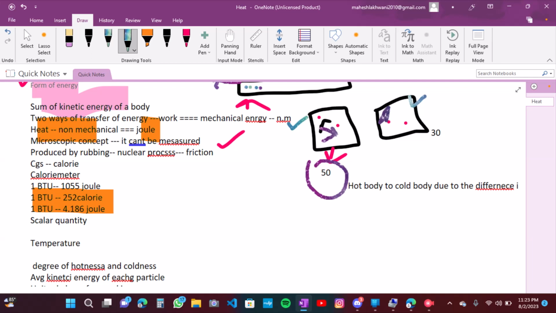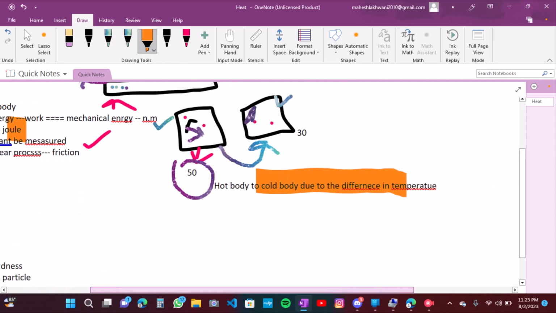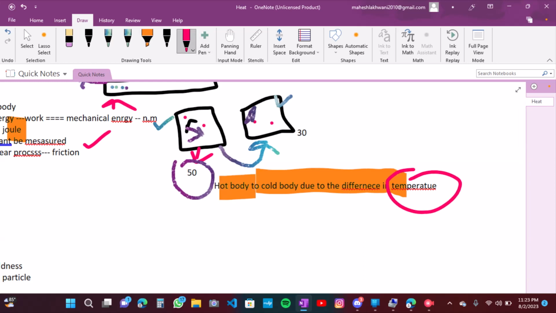So when I put these containers near to each other, the heat will be transferred from this body to this body. So the heat will be transferred from a hot body to the cold body due to the difference in temperature, right? Now, what is temperature basically?